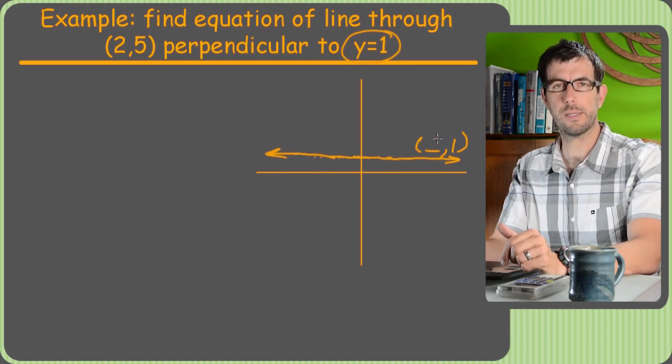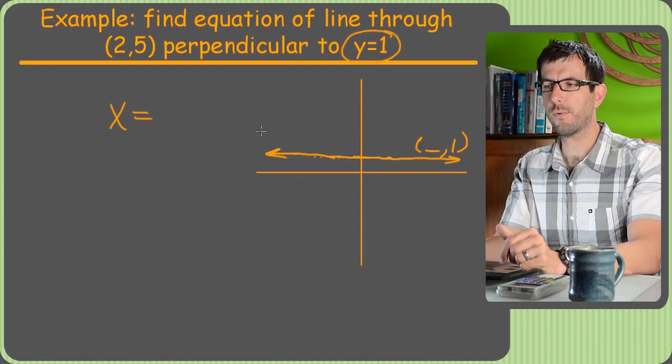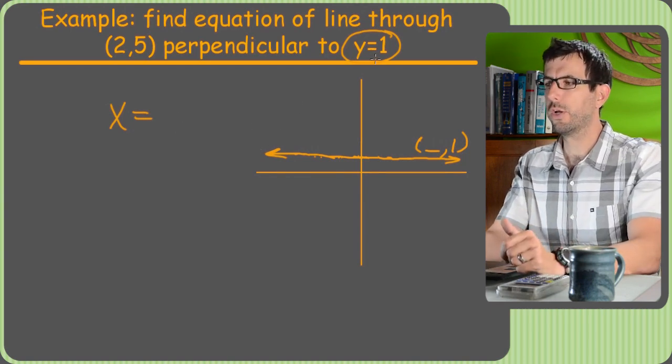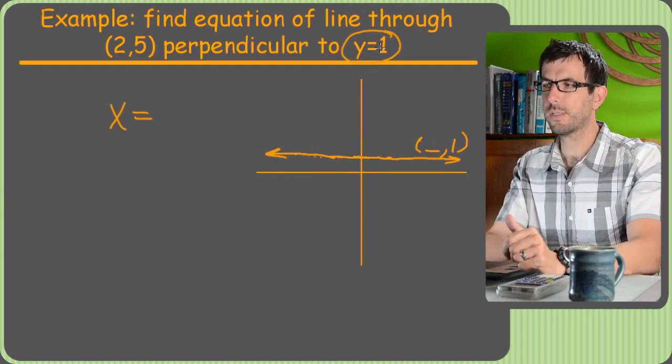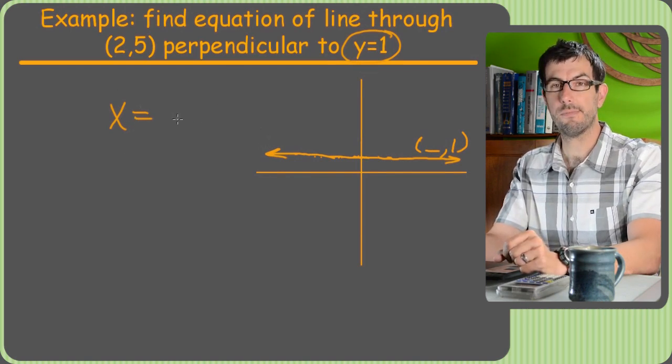So what's going to be a line perpendicular to that? Well, it's going to be x equals a number, right? Because x is the equation for vertical lines. Another way of looking at it is if y equals 1 is my first line, my other one must be the opposite, x equals something. Now what does x equal?